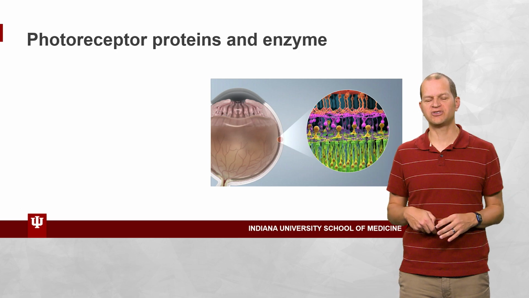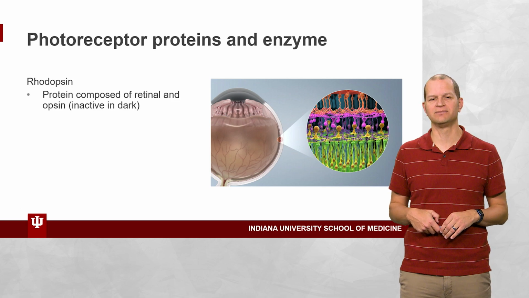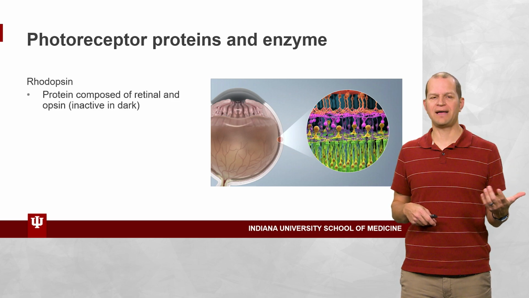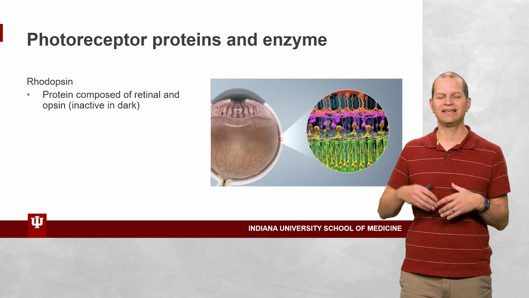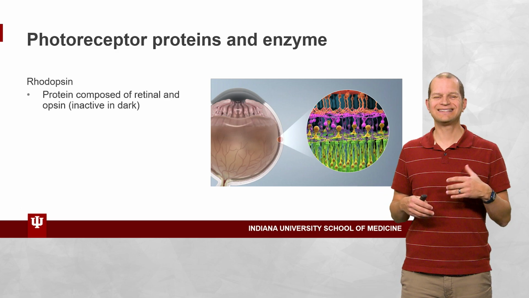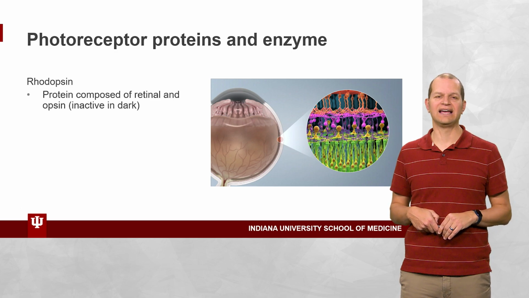Now, in order for phototransduction to occur, it's a complex process that involves some proteins and enzymes. So you've got something called rhodopsin. Rhodopsin is made up of two primary parts: you've got retinal and opsin. Now, rhodopsin is actually inactive in the dark. So rhodopsin becomes active when there's light.